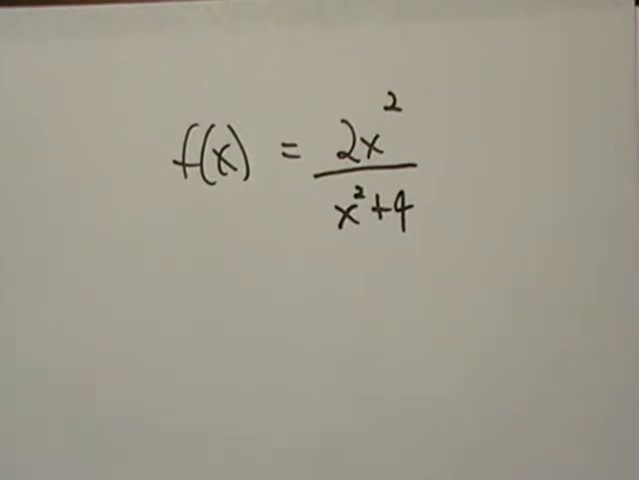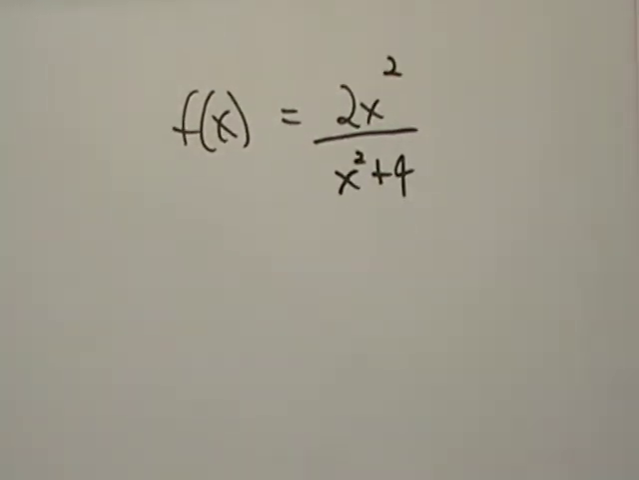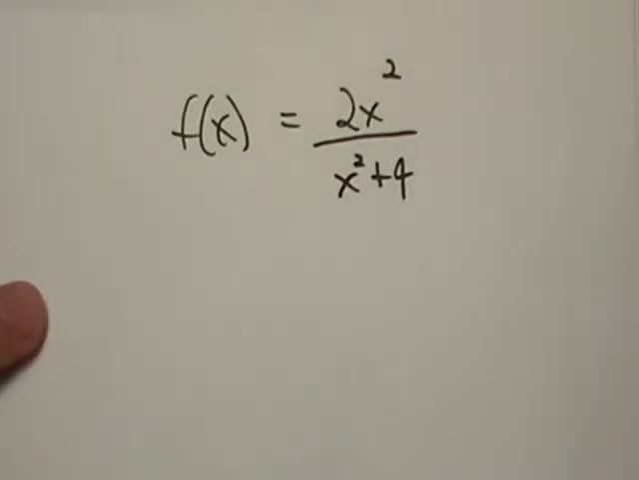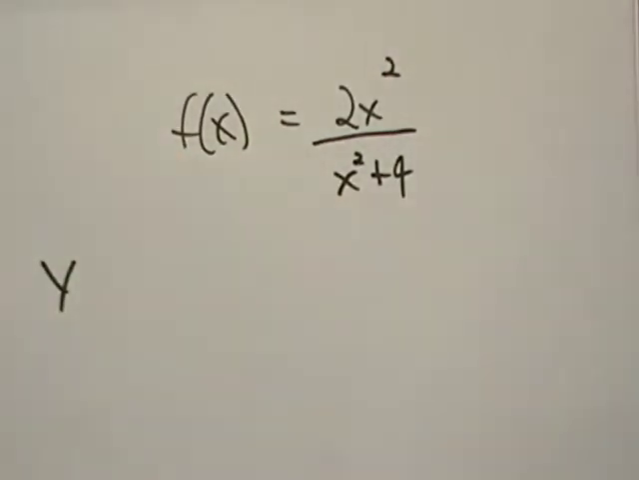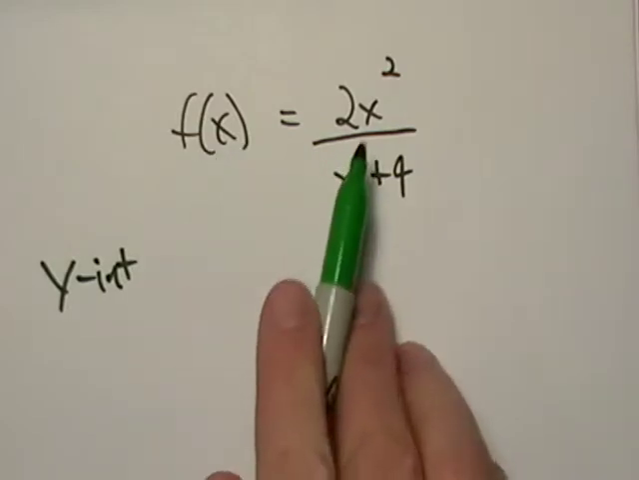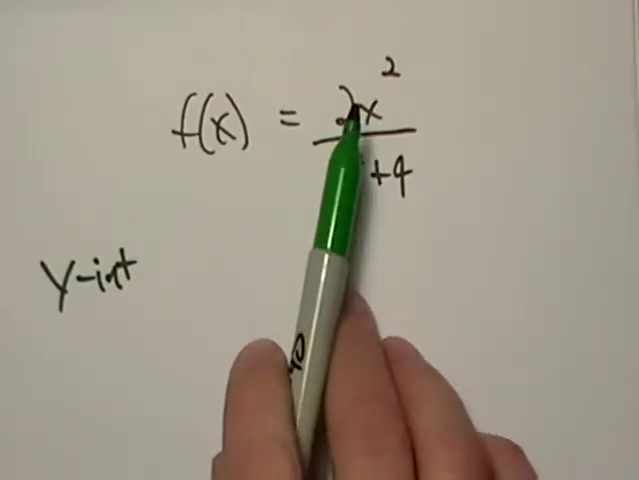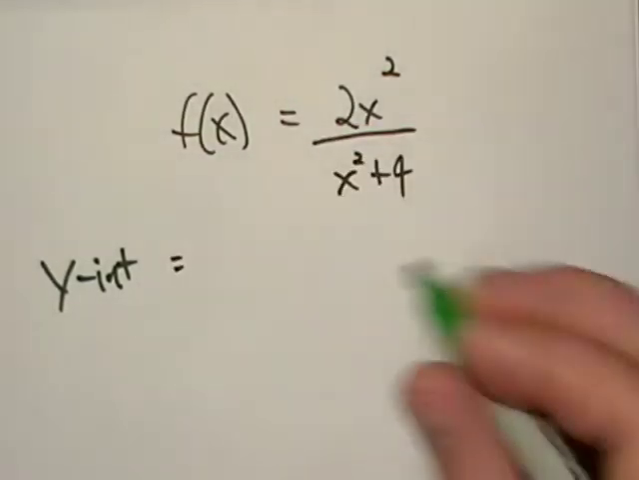Okay, in the last video we just went through an example of a rational function. So let's see if we can tackle this one. Same scenario. The first thing I want to do is look for the y-intercept. So we set x equal to 0. If we just plug 0 in, we should be able to look at it.